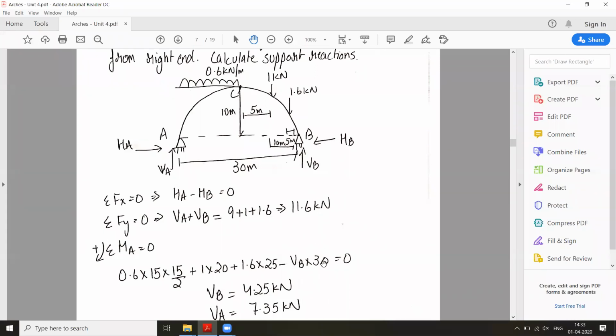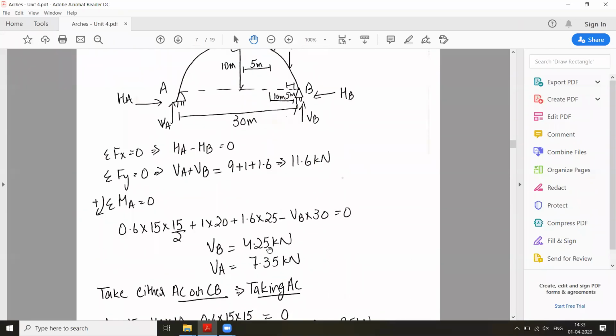Okay, so from here you'll get the value of VB. VB comes out to be 4.25 kilonewton. Then you substitute in this equation, you'll get the value of VA as 7.35 kilonewton. Clear? Yes sir. Okay. So this is how you calculate the support reaction when the unsymmetrical loading is given. This is the first problem where the loading is not the same across the span. Same process as we have learned in beams, how to calculate the support reaction, same process you are adopting here.